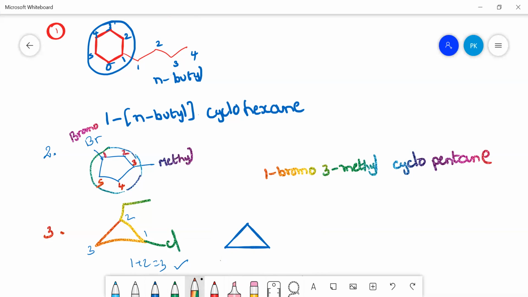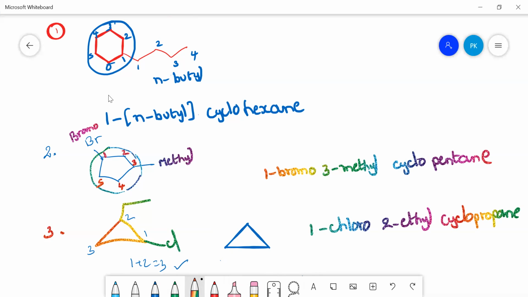Okay. So 1 chloro, 2 ethyl, cyclo, propane: 3 carbons, so prop, and all are single bonds, ane, propane. Okay, so in this way you can solve any kind of questions based on those 5 rules.